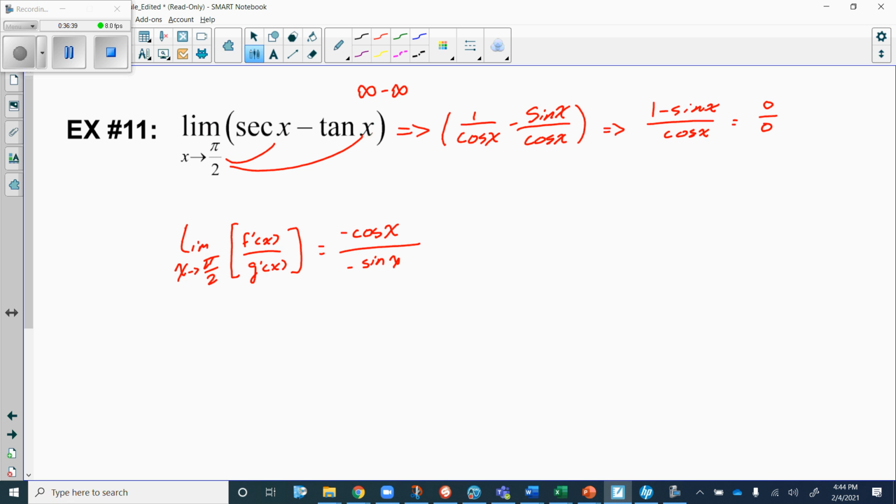So now if I try my substitution here, pi over 2, cosine of pi over 2 in that case is 0. The negative really doesn't matter. And negative sine of pi over 2 is going to be a negative 1. So we no longer have the indeterminate form, so 0 divided by negative 1 is 0. And there's your limit for that expression.